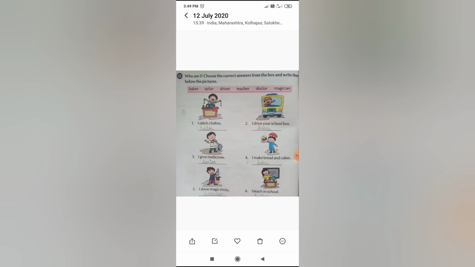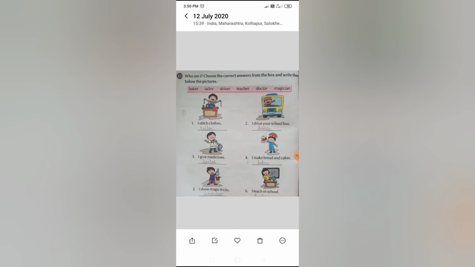So the first picture is showing a man who is sitting with some clothes and a machine. And the sentence given below him is, I stitch clothes. So who stitches clothes for us? Yes, it is a tailor. T-A-I-L-O-R, tailor.